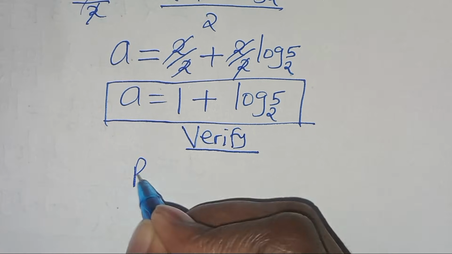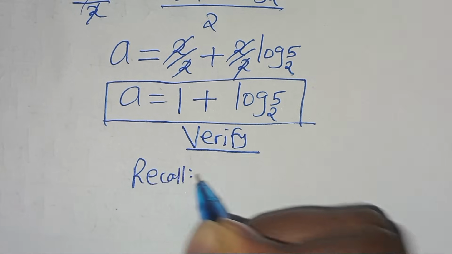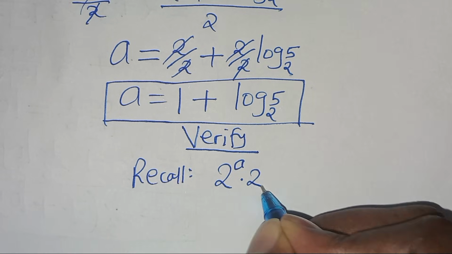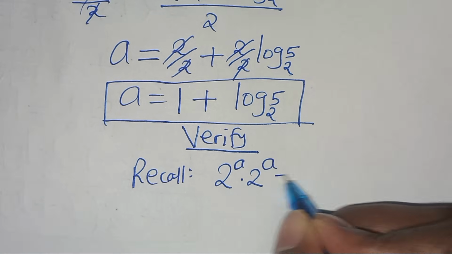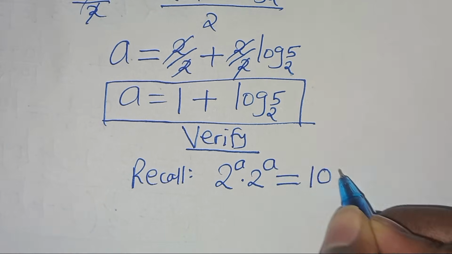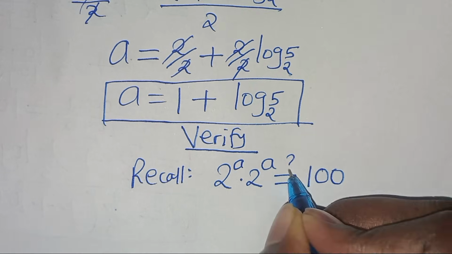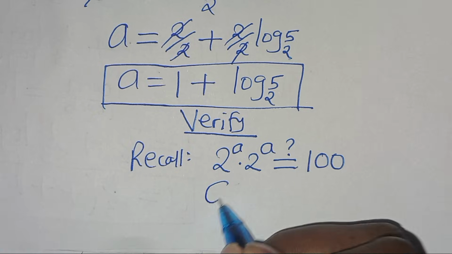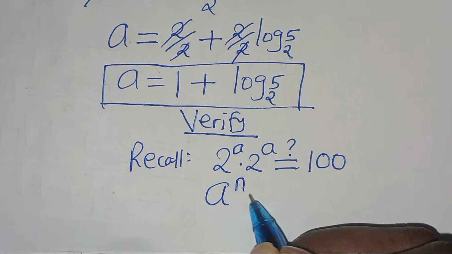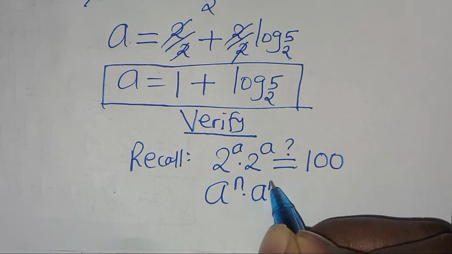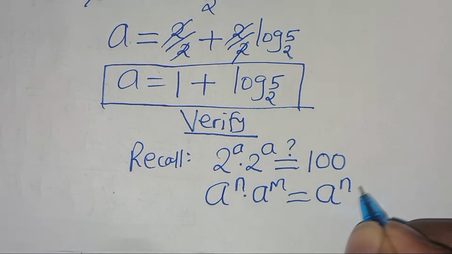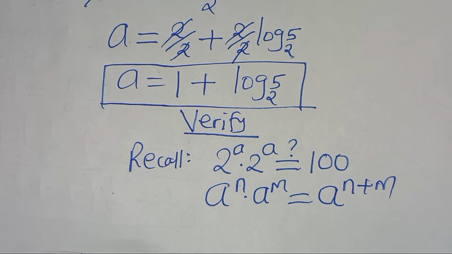If you recall, we have that 2 to the power of A times 2 to the power of A. This is supposed to give us a value of 100. So 2 to the power of A times 2 to the power of A is in the form of A to the power of n times A to the power of m, which can be expressed as A to the power of n plus m.